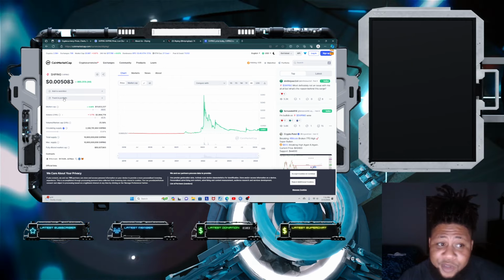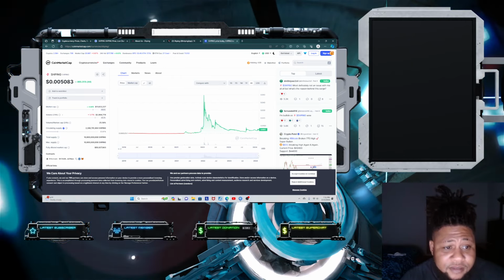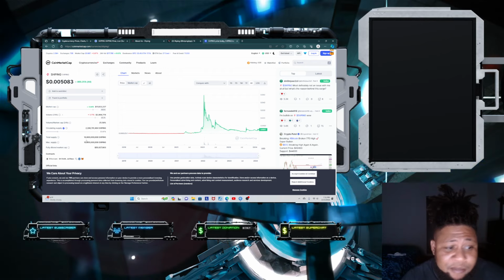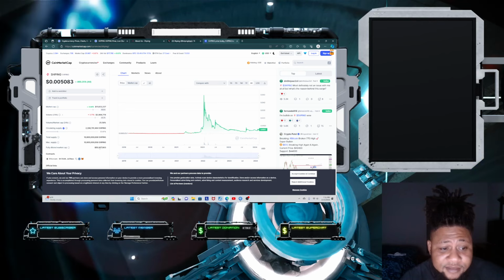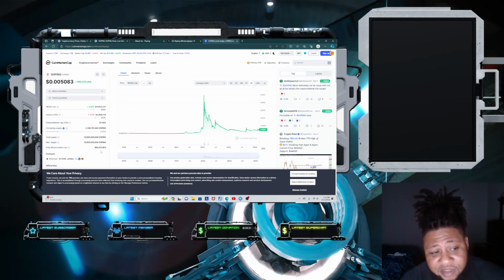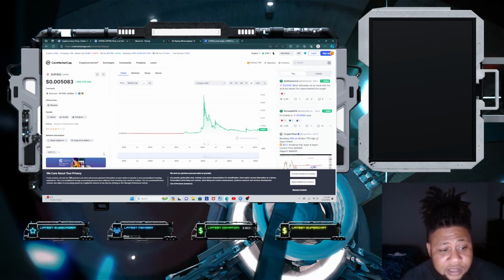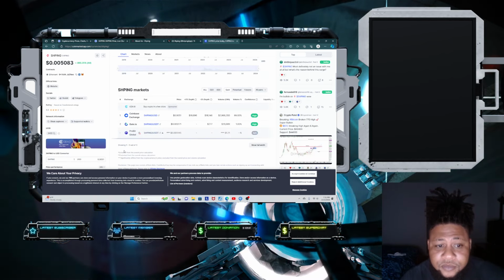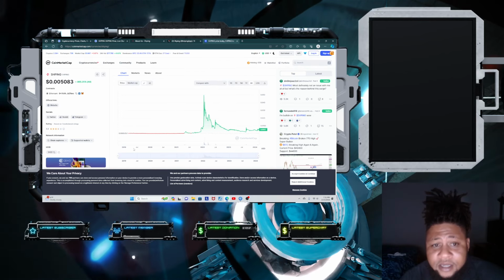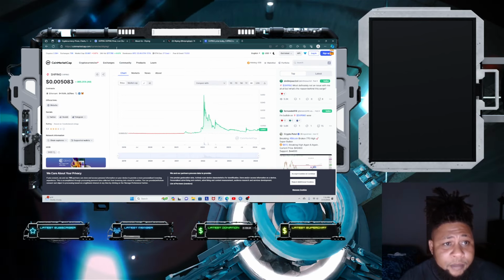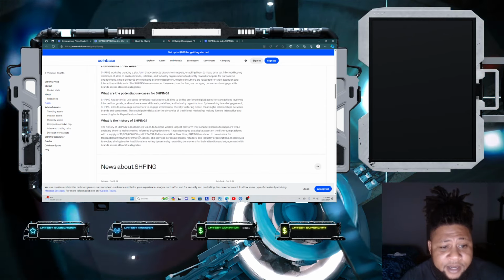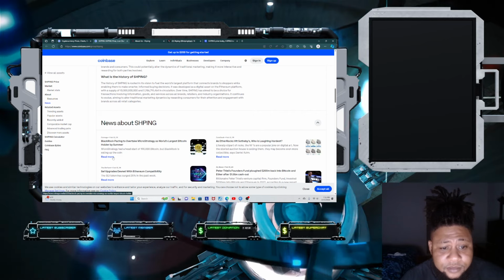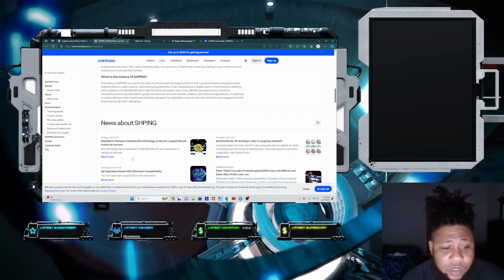But you're buying it at this price. And there's only 10 billion tokens in the total supply. So there's about 50 million in the market cap right now. And you can buy it on Coinbase, as you guys see right here. You guys can buy it on here. So this is something that you guys may want to look at.